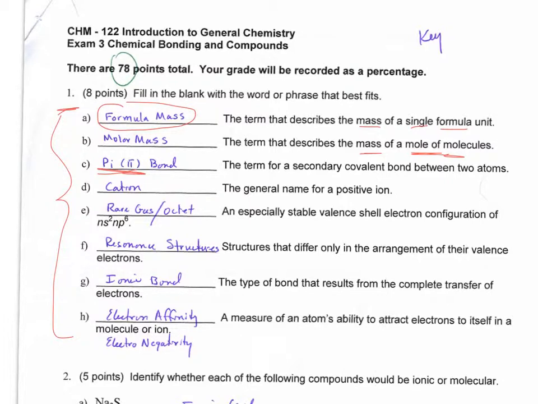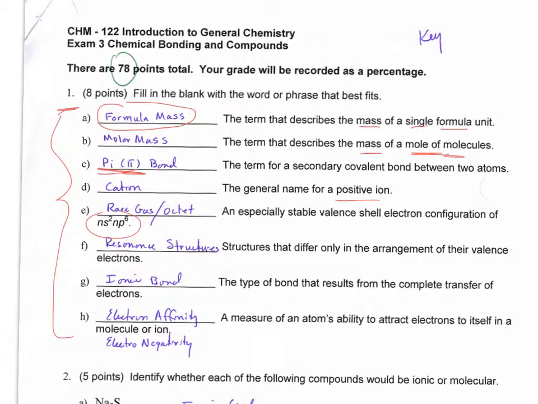Cation is the name for a positive ion. We talked about the octet or rare gas electron configuration, which is where an atom has lost or gained electrons to get an ns2 np6 electron configuration.